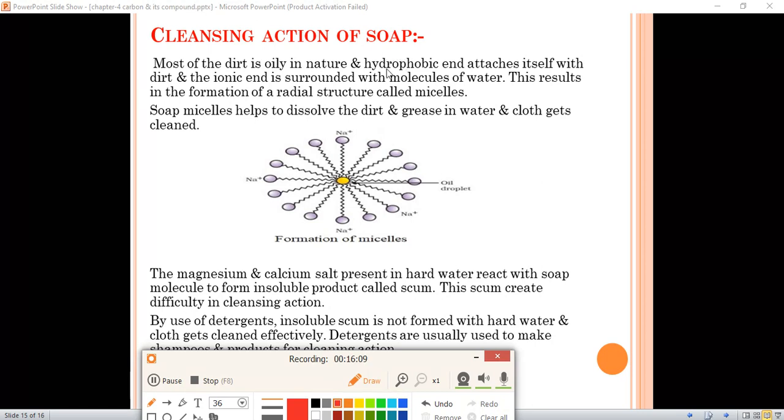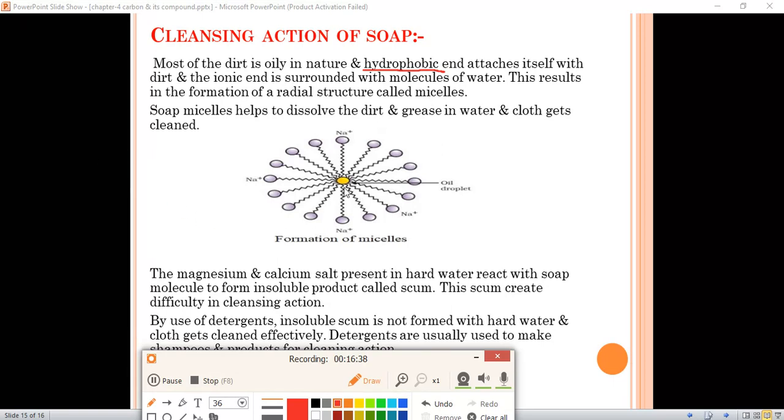And as we know, soap contains two parts. One is our hydrophobic part, another one is our hydrophilic part. So what will this hydrophobic end do? It will attach itself with the dirt. The hydrophobic part will attach itself to the dirt, meaning the carbon chain will attach itself to the dirt, and the ionic end, meaning the hydrophilic part, will come out towards the water, away from the dirt. This results in the formation of a radial structure called micelle.